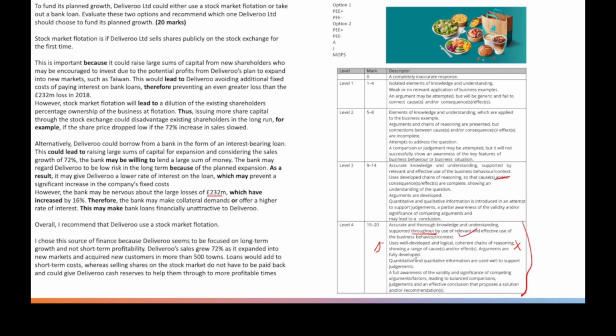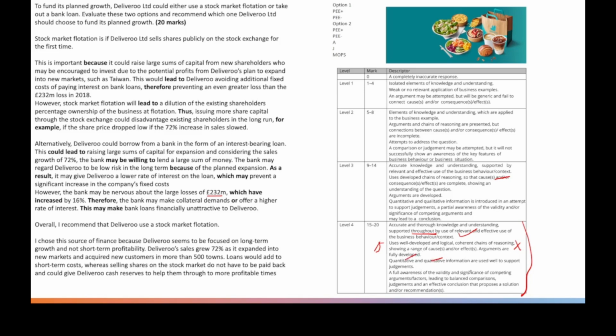And do we use quantitative and qualitative information? Yes. I could have done a bit of maths if I was being a greedy A-star student. I might do, however, if this profitability in the future, well, I don't think it was needed really. I think we used that well and that well.